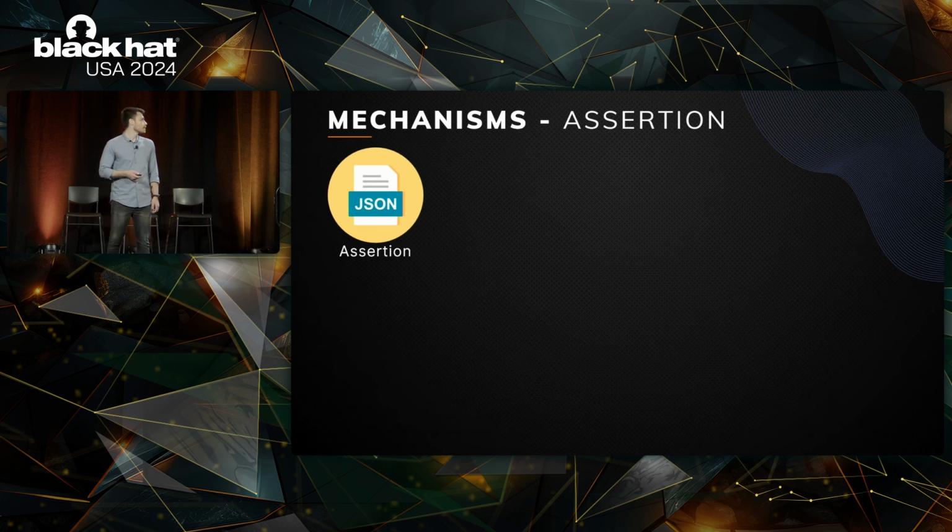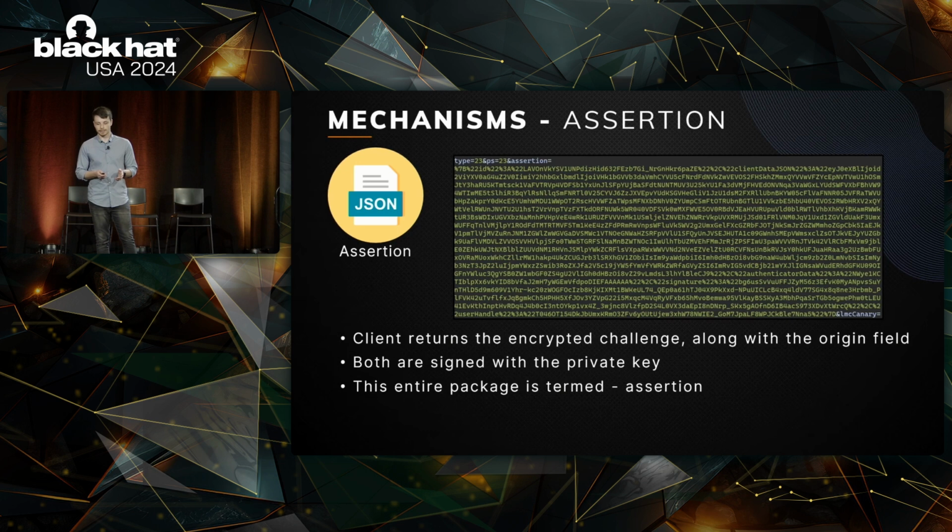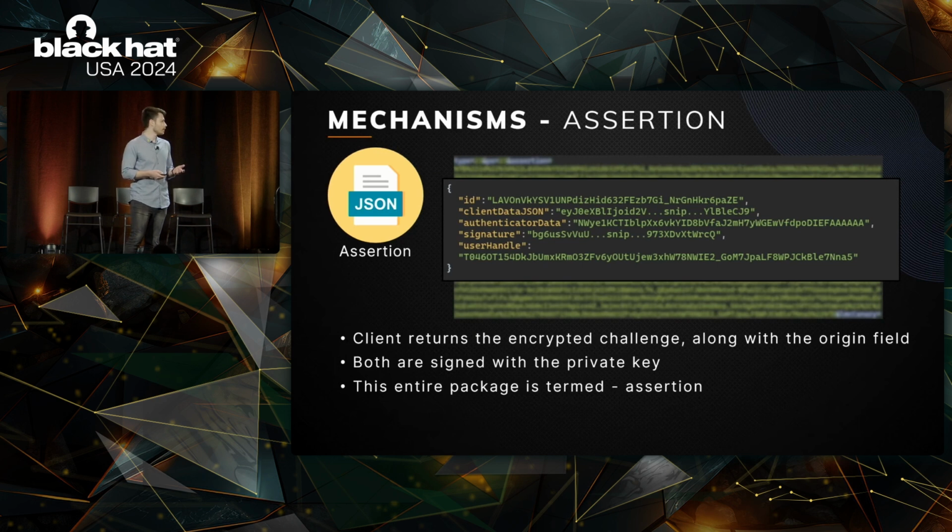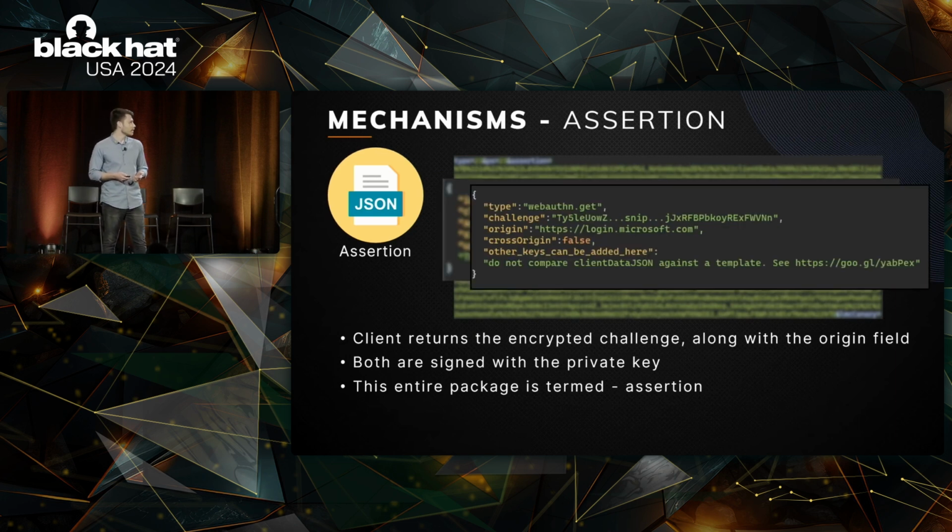Last but not least is the assertion. So the assertion is just the name for the entire package that gets sent to the server, which contains the encrypted challenge and the signature and everything like that. And it is just a big URL encoded JSON, which we have just seen a few slides ago. And if we dive into the client data JSON, it's just the challenge and the origin that are also being sent.